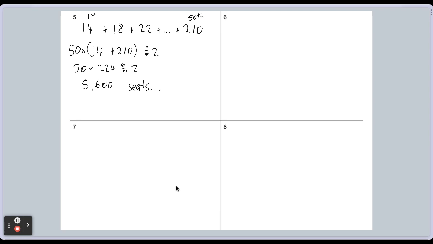So there are 5,600 seats in the auditorium. Okay. Just having a look at this. Yeah, cool. Making sure that my numbers are right here.